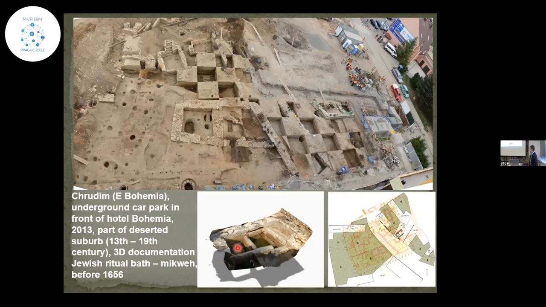And there are three possibilities for the fate of this monument: preservation on site and documentation; moving to another site, because the mikveh is in the area of the car park, which would save the monument with the loss of authenticity; and third, destruction by bulldozing during the building activities. And that means that the 3D documentation will be the most important for us.